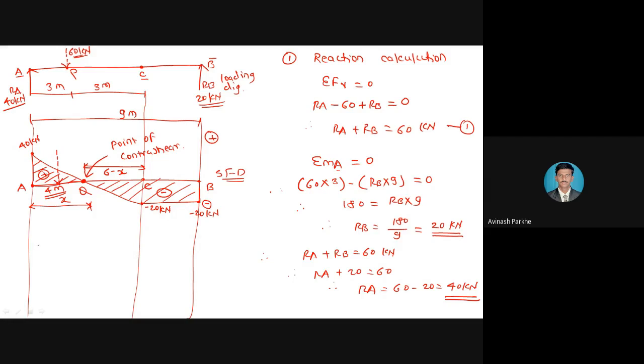This is the dotted line which represents the UDL is converted into the point load. 10 kilonewton per meter, this value will be applicable for any distance. On how much amount of span UDL is applied? 4 meter. Therefore, 10 into 4 is equal to 40 kilonewton. And at what distance? 2 meter from the point A and 2 meter from the point Q.